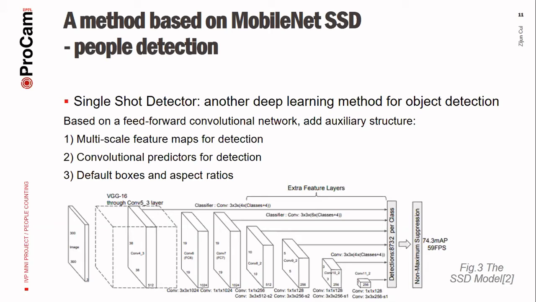SSD is single shot detector. Like YOLO, it's also a deep learning method for object detection. Below you can see the model. The main features of it are listed here. Based on a feed-forward convolutional network, the authors of SSD add 3 auxiliary structures that can improve the prediction.